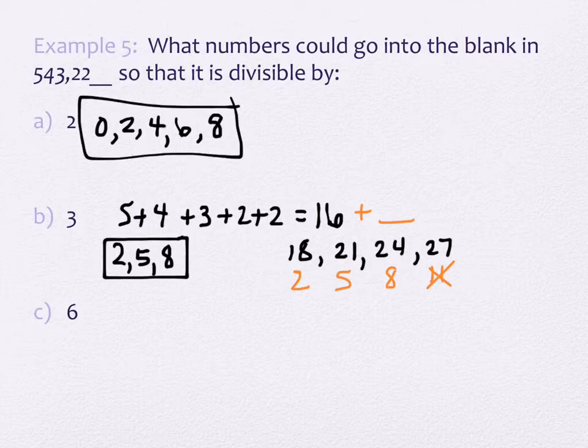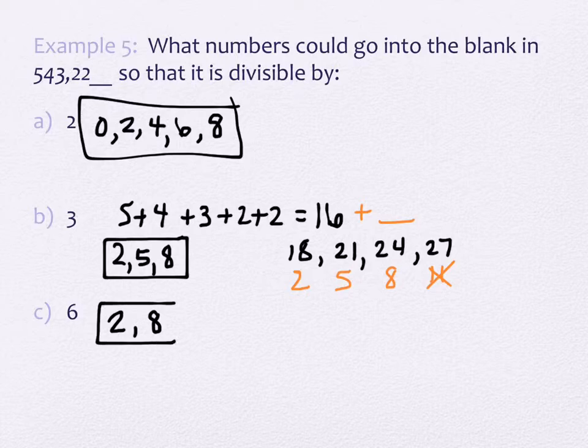All right, part C then says that I want a number to put in the blank so that the value will be divisible by 6. So what's the divisibility by 6 rule again? 2 and 3 both go into it. So what number works for both 2 and 3? 2 does, and 8 does.